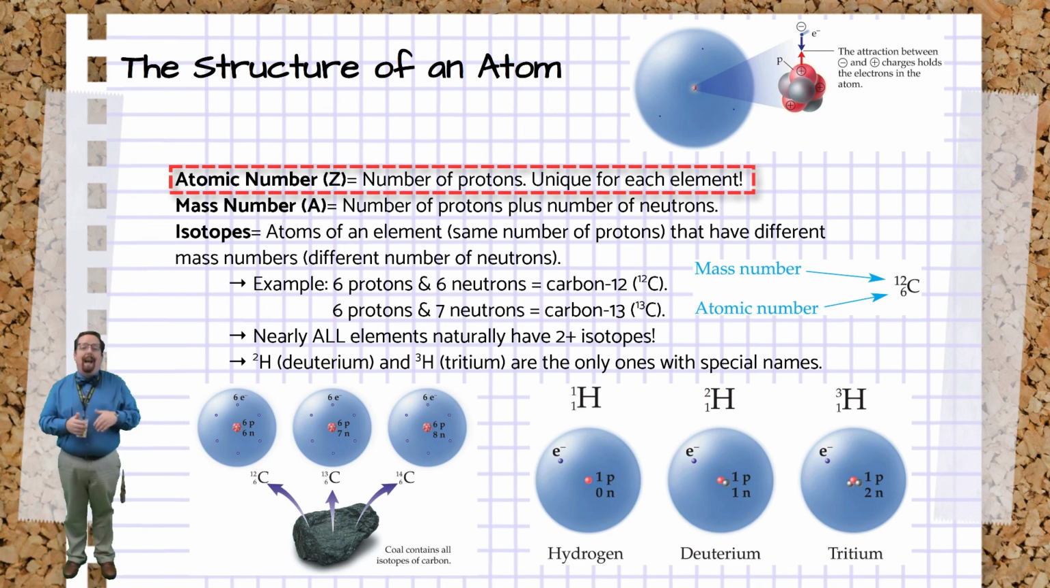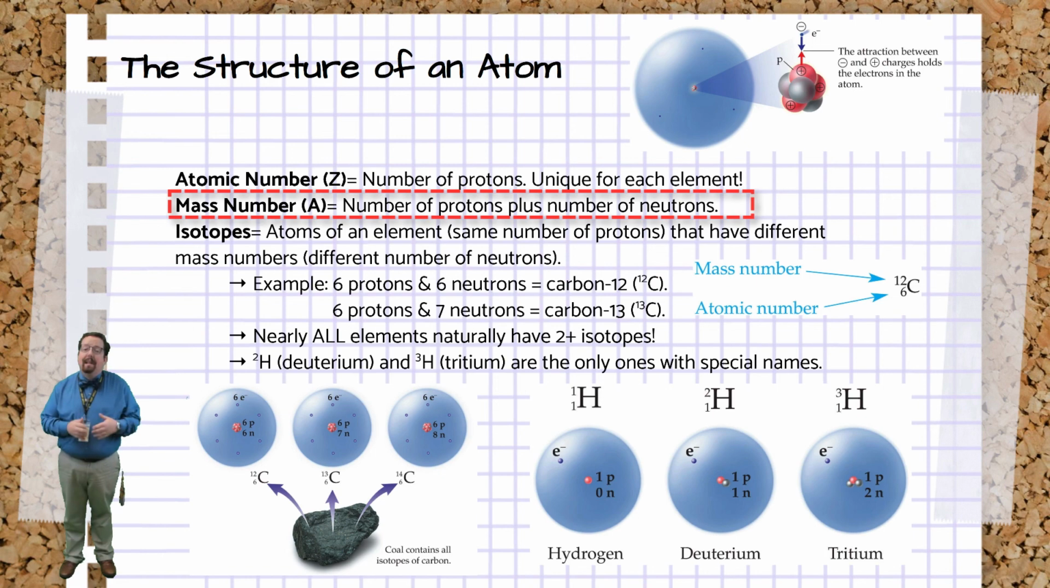We identify atoms using the atomic number. The atomic number is just simply the number of protons in an atom. This number is unique for every element. The mass number is the number of protons plus the number of neutrons. All atoms of an element have the same number of protons, therefore they have the same atomic number. But sometimes they can have different numbers of neutrons. Therefore, they have different mass numbers.